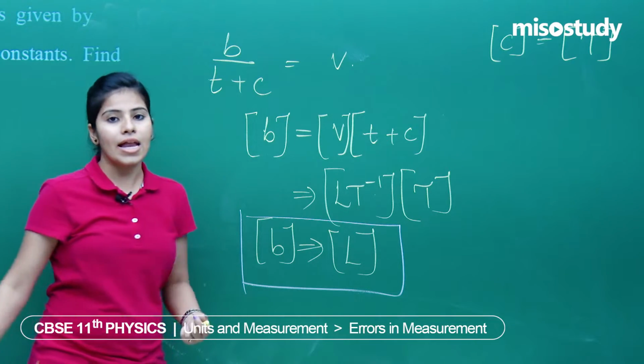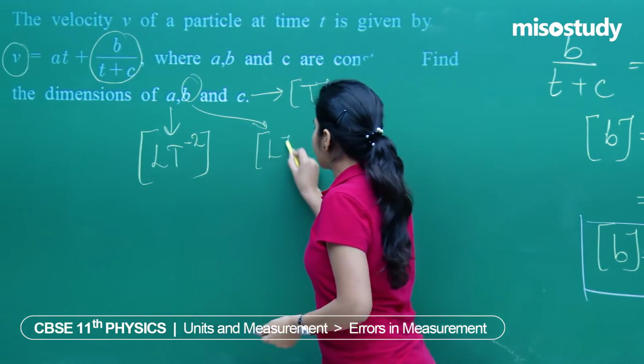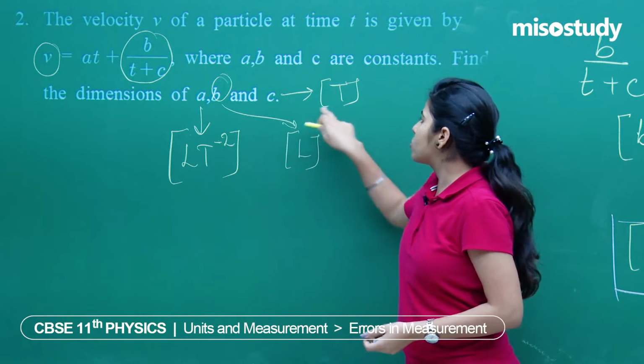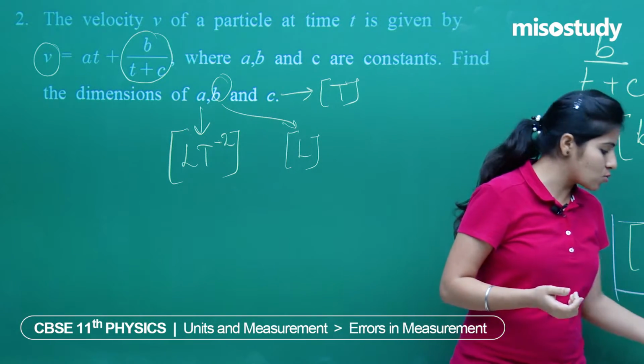this, L. So, finally, dimension of A is LT minus 2, dimension of B is L, dimension of C is T. This was the question. Now, we will be moving towards the next question.